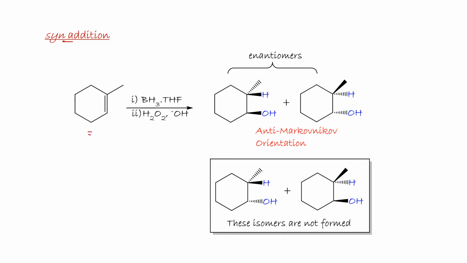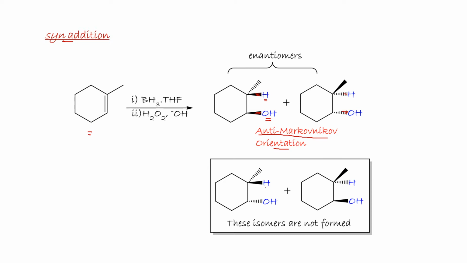So if we start with methylcyclohexene, treated with borane and tetrahydrofuran, and then hydrogen peroxide in the presence of hydroxide, we get alcohol in anti-Markovnikov orientation. And hydrogen and OH are in the same direction. So in this case, both are above the plane. And its enantiomer, where the hydrogen and the OH are below the plane.